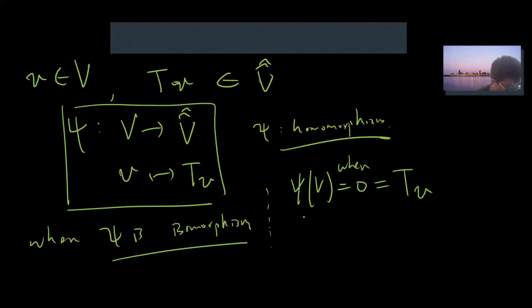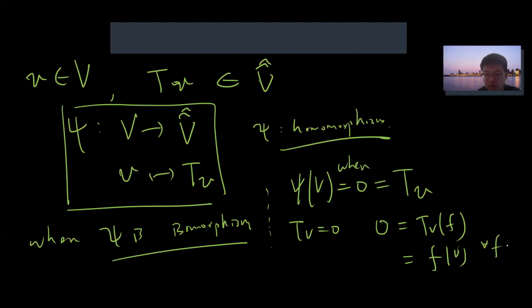Okay, but let's see, if Tv is 0, then 0 is basically (Tv)(f), which is f(v), for all f belongs to V hat. But the problem is that if we prove that v is non-zero, then you can always find f which is non-zero. So we prove that the only case is that v must be 0, because if v is non-zero, then you can always find f such that f(v) is non-zero.